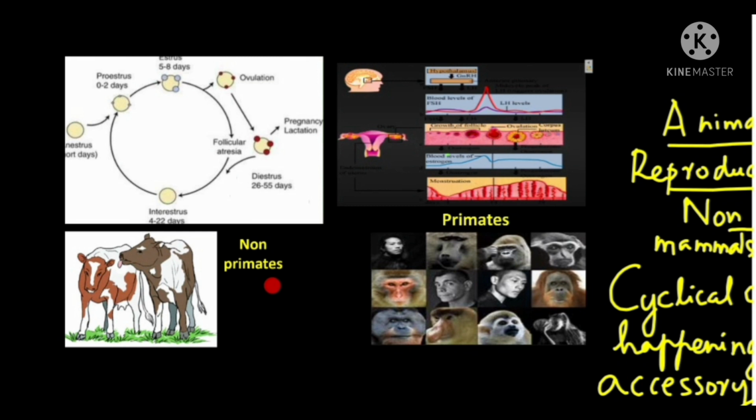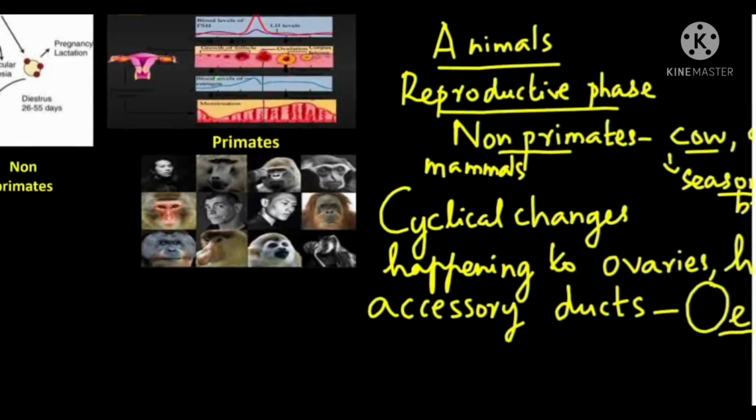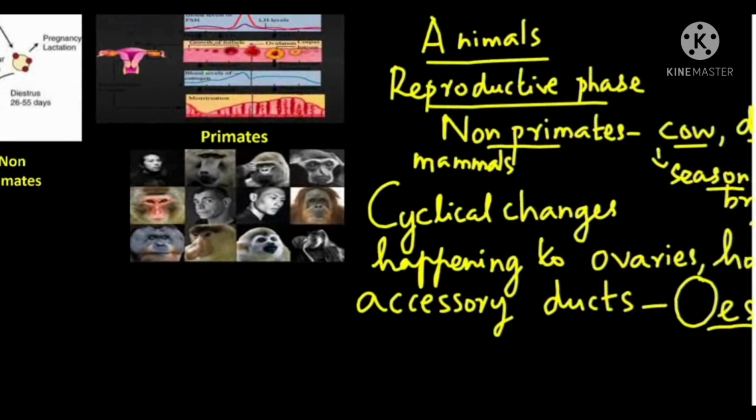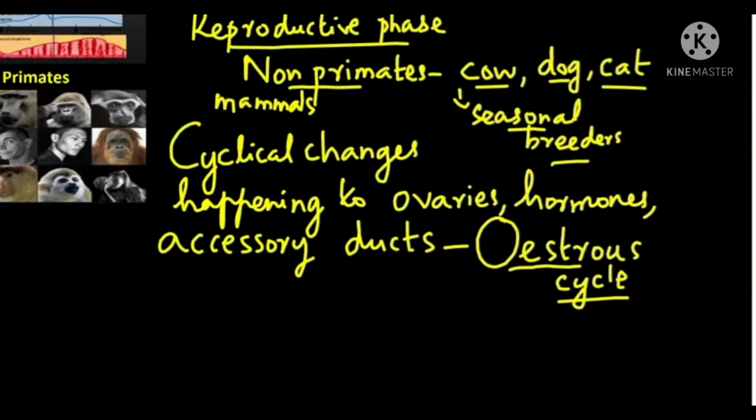They are all non-primates. Now we are coming to the primates. So who are the primates? These are the primates. Do they all look the same? We are also there here. Human beings are also there. So human beings and different types of apes, gorilla, monkey, we are all coming under one group, one order Primata, that is primates. We also get cyclical changes. Cyclical changes take place to our ovaries also and hormones also and accessory ducts also.